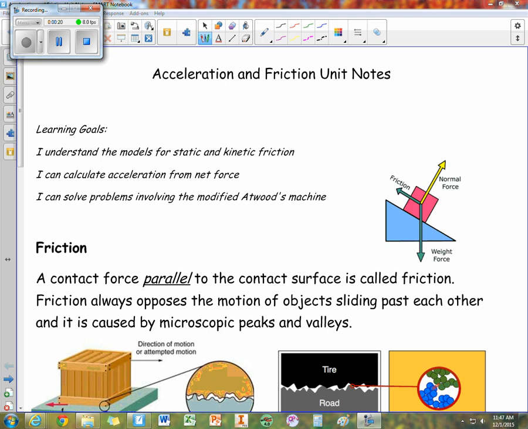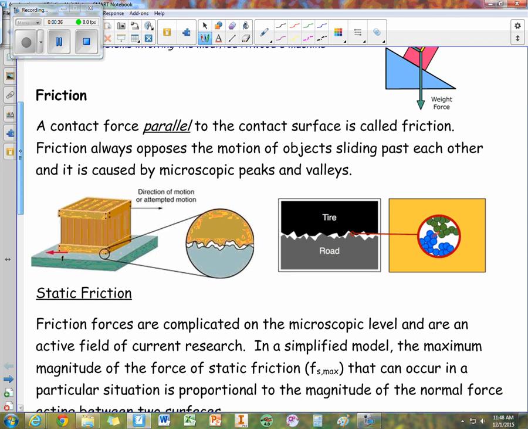Okay, so for this unit, I want you to be able to understand the models for static and kinetic friction. I want you to be able to calculate acceleration from the net force. And I want you to be able to solve problems involving the modified Atwood's machine. Okay, let's go and get started.